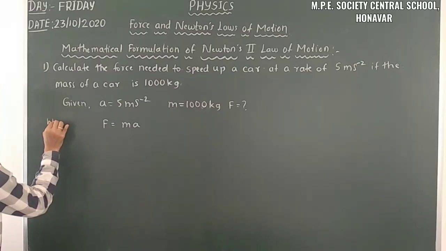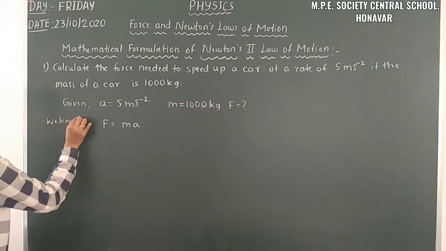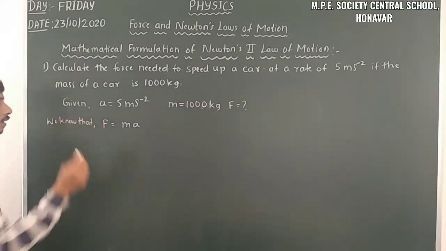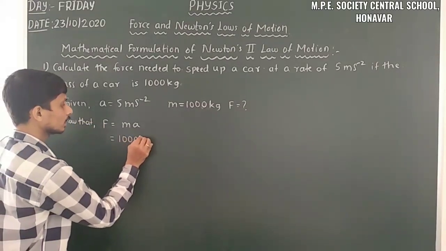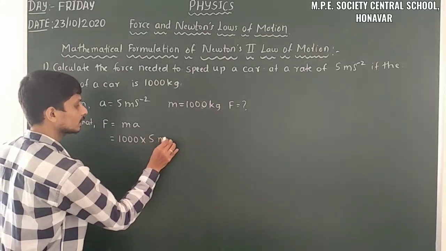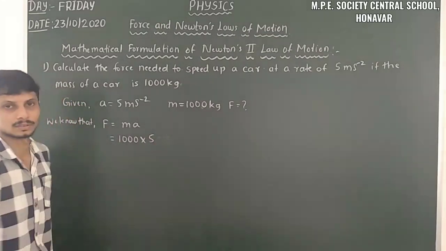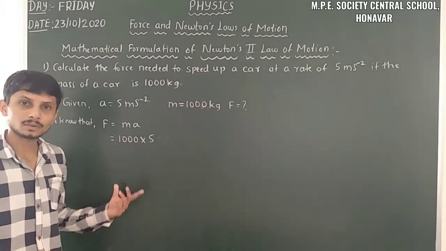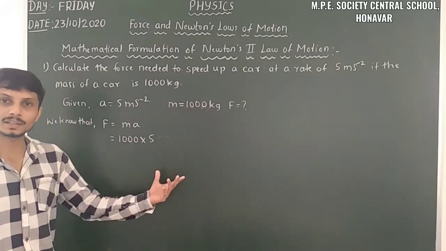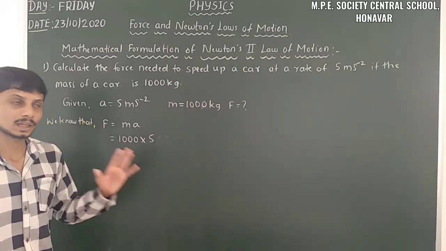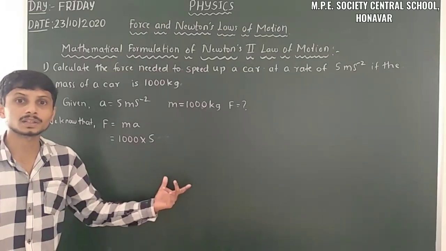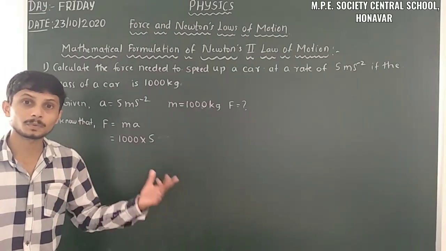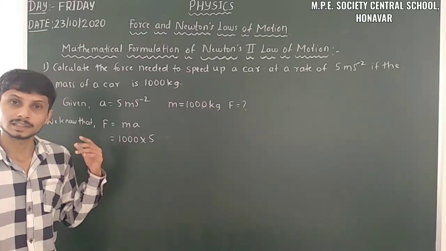Before that we have to write, we know that F is equal to ma. Substitute, that is 1000 into 5 meter per second square, no need. After getting the result, we have to write the SI unit. You must write the SI unit, otherwise we won't get the marks for that SI unit.